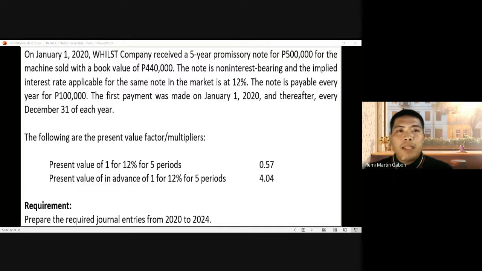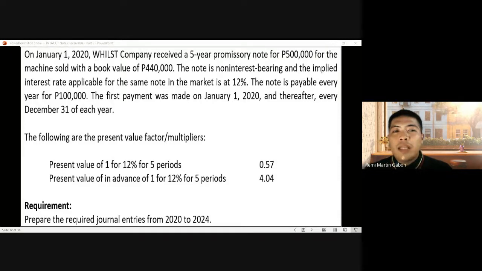Last problem, the same pa rin. Payable pa rin siya every year ng 100,000. Yun nga lang, first payment was made on January 1, 2020. Then after first payment or advance payment sa January 1, 2020, the subsequent installment will be paid thereafter sa December 31. Okay?